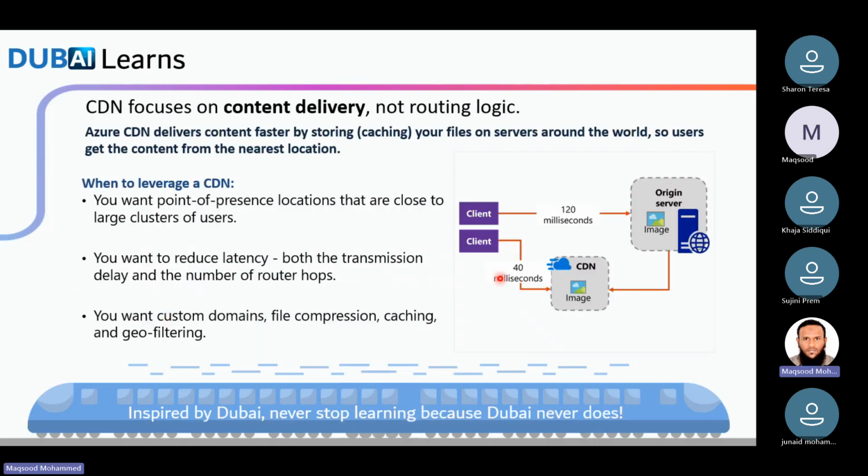What is CDN? Content Delivery Network focuses on content delivery, not routing logic. Azure CDN delivers content faster by caching your files on servers around the world. So users get the content from the nearest location. So let's say your server is hosting images and videos which your users are trying to access, right?